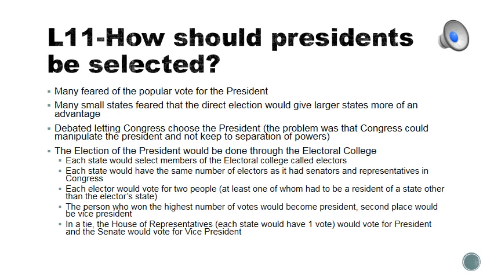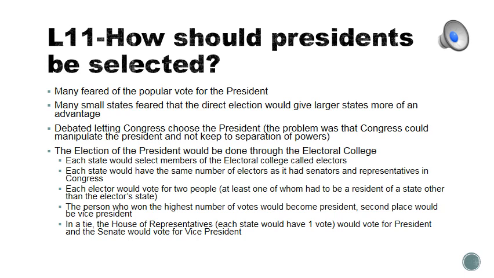Debating letting Congress choose the president, there was thought about just letting Congress choose the president. The problem was that Congress could manipulate the president and not keep the separation of powers. That's very similar to what the British system is. In Great Britain, if the Prime Minister has a disagreement with Parliament, Parliament can call a no confidence vote and vote them out of office and elect a new Prime Minister that agrees with the legislature. The founders wanted to keep the two separate, just so that Congress could not manipulate the president in that way.